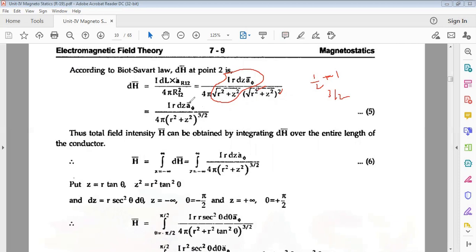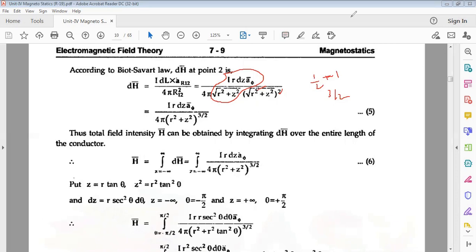Got it, my students? And here, when you take the integral on both sides, H bar is equal to the integral, because it is with respect to Z. Z varies from minus infinity to infinity. H bar is equal to the integral from minus infinity to infinity of I R dz Aφ bar by 4 pi into R square plus Z square whole power 3 by 2.